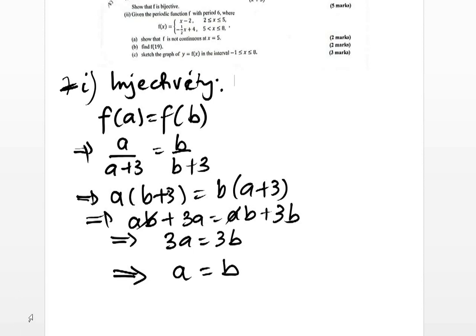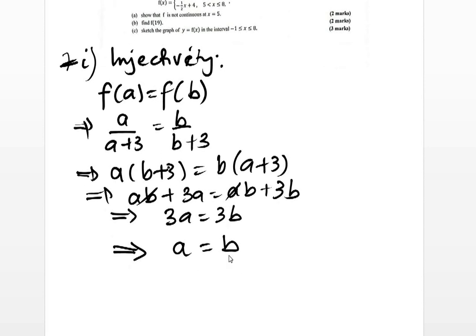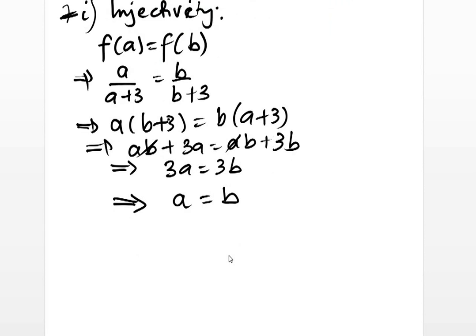Now, let's verify surjectivity. Is the function surjective? To verify surjectivity, the fastest approach is to check if the domain of F inverse is equal to the codomain of the function itself. So we need to start by obtaining F inverse.